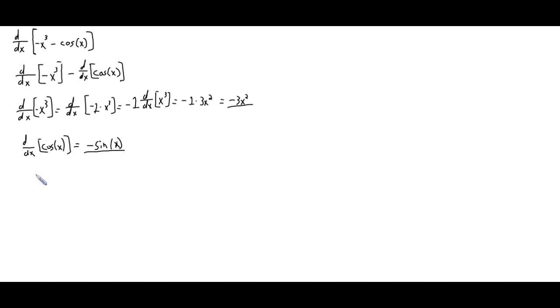So now we put it all together, and we get the derivative of negative x cubed, which is negative 3x squared, minus the derivative of cosine x, so minus negative sine x. Be careful with your negatives there, be careful with your parentheses. I'm telling you, that's where people get messed up. So we simplify this and we get negative 3x squared plus sine x.